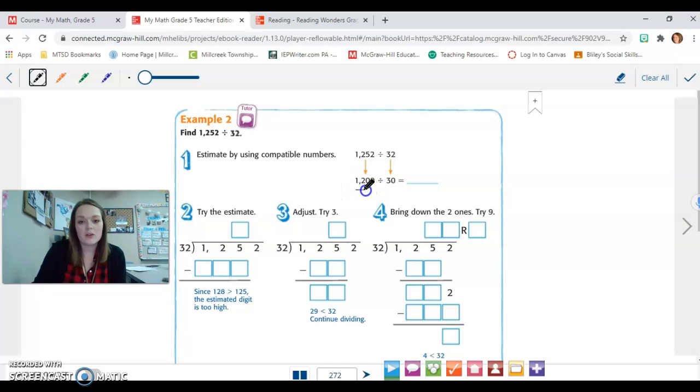So we're going to take our first two numbers in the first problem and our first number in the second problem. 12 divided by 3. 3 times what gives me 12? 4. Cross out. Each of them have a 0. How many do I have left? 1,200 divided by 30 gives me 40. Okay, so let's try the estimate. First, we're going to start with a 4.